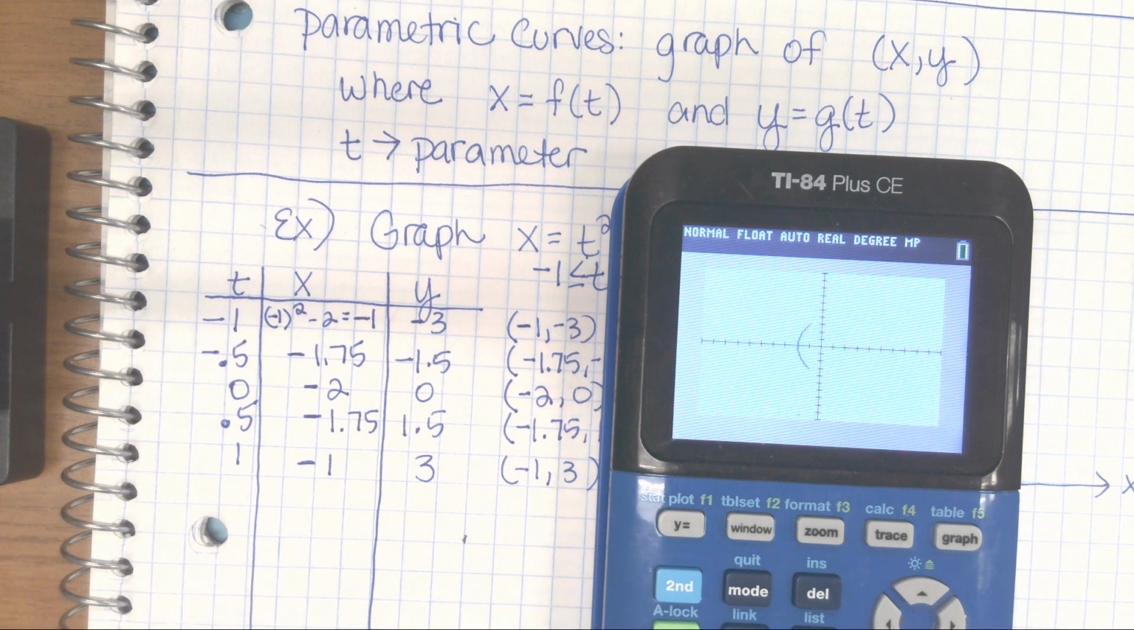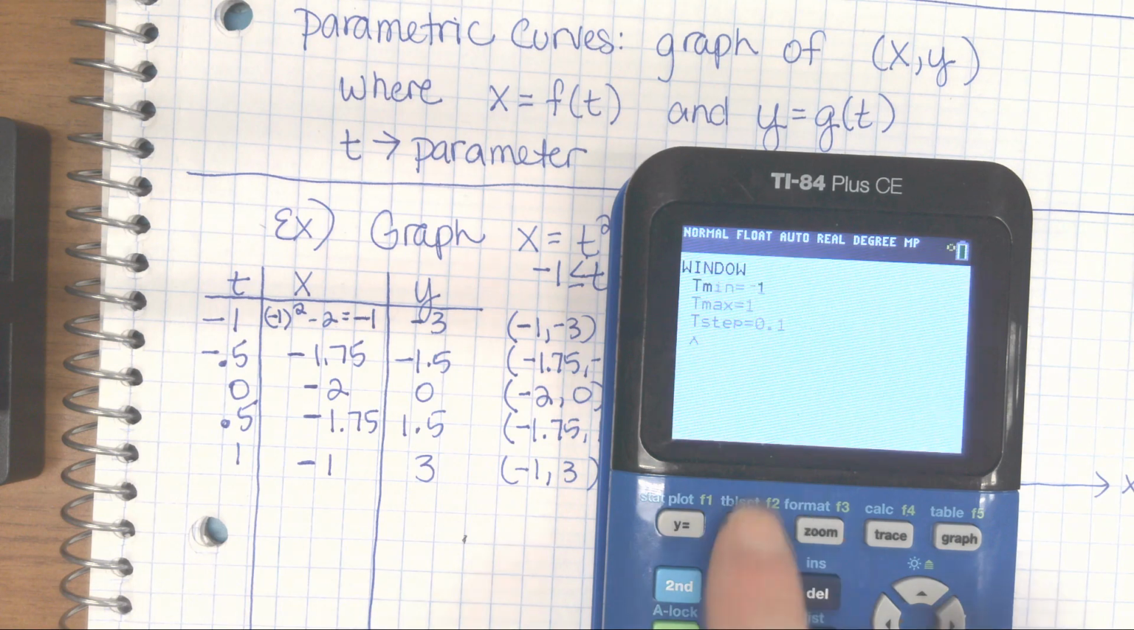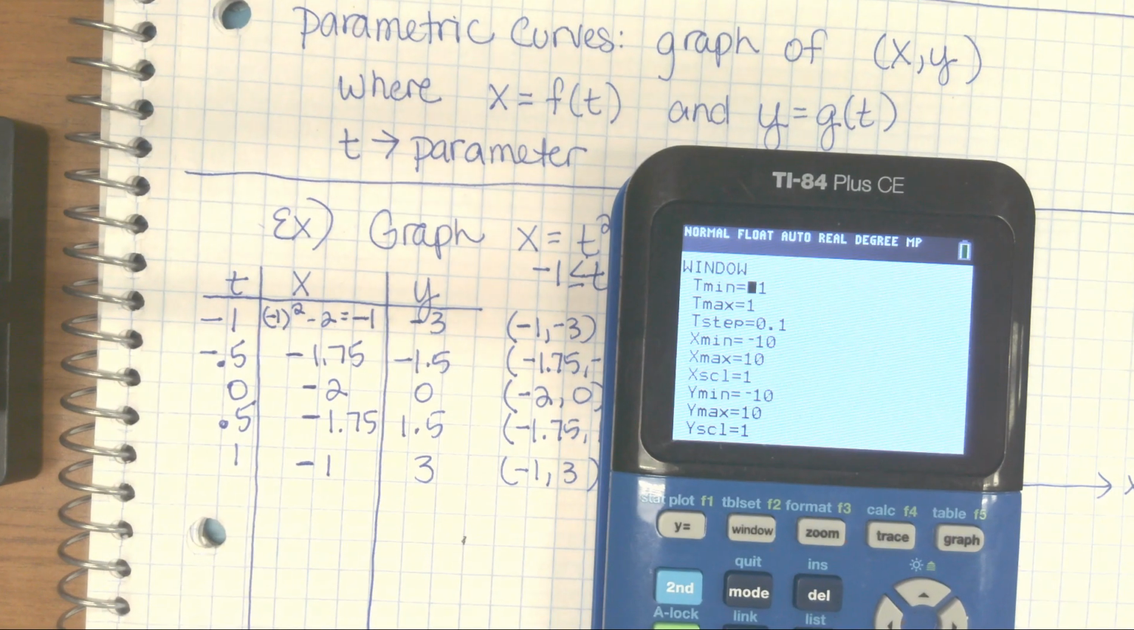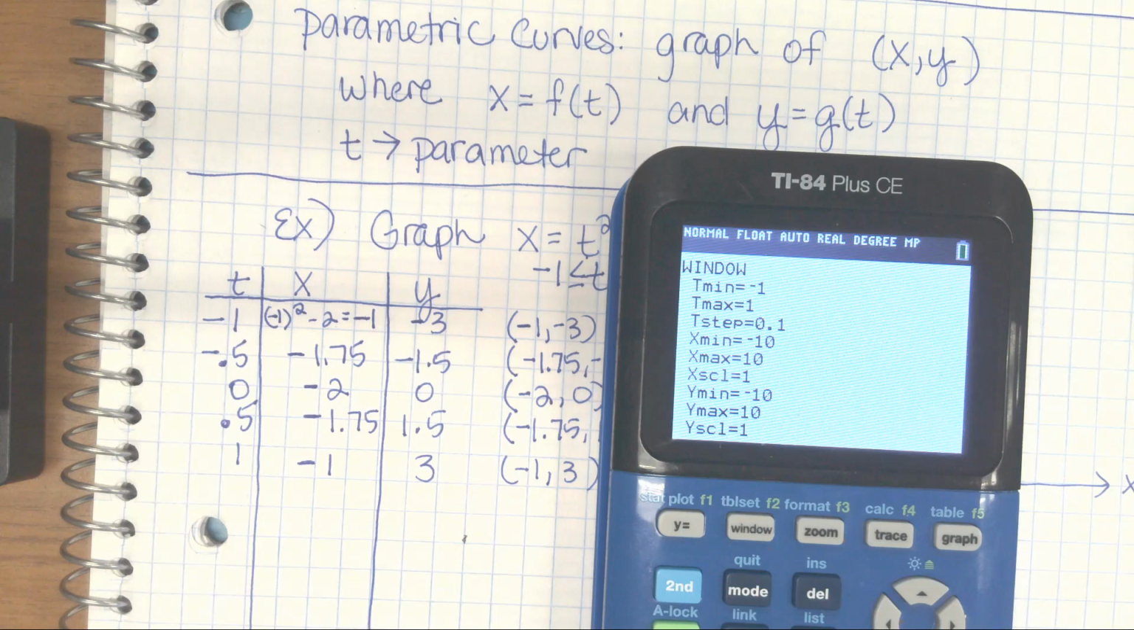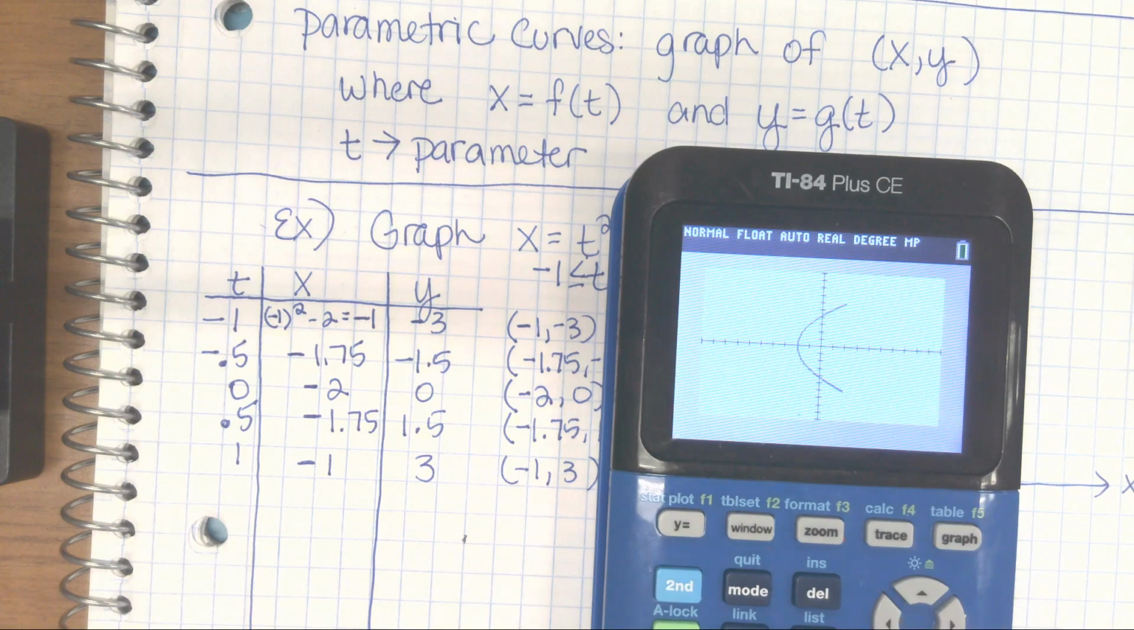T controls where it stops. So why did this stop? Well, because I only told it to graph from negative 1 to 1. So if you want more, what if I made t min negative 2 and t max 2? Then you'd see more of the graph.